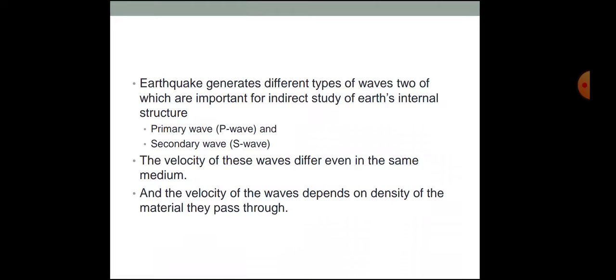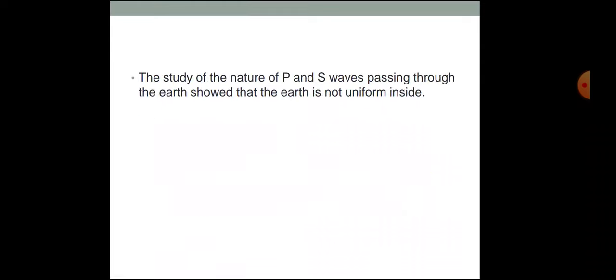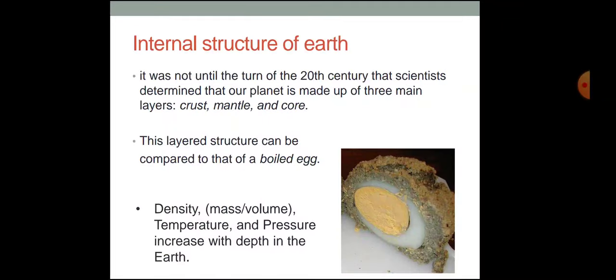The velocity of these waves differs even in the same medium, and the velocity of the waves depends on the density of the material they pass through. The study of the nature of P and S waves passing through the Earth showed that the Earth is not uniform in size. Internal structure of Earth.